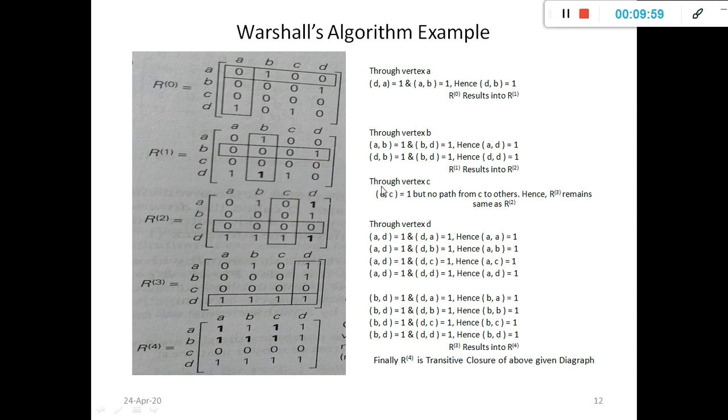Next you have to check which paths are possible through the vertex C. That's why you have to consider the third column and third row. With this you have to find out all the possible paths through the vertex C. But here, D to C there is a path 1, but there is no path from C to others. That is C to A is 0, C to B is 0, C to C is 0 and C to D is 0. That indicates there is no path possible from C to others. Hence the resultant R3 remains the same as R2. There is no change in R3 and it remains the same as R2.